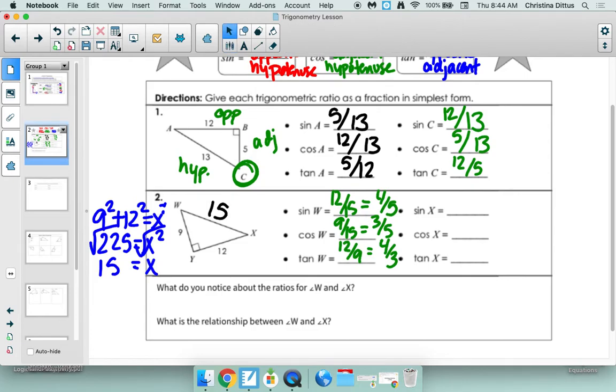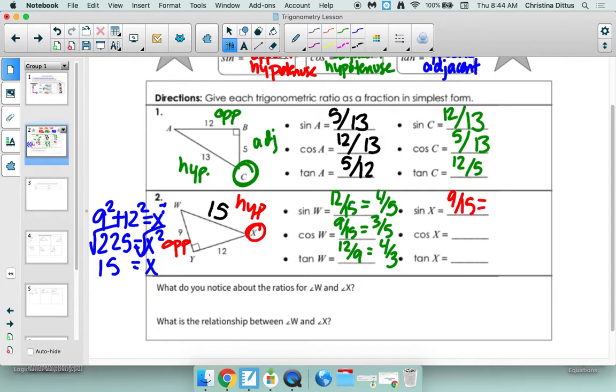Alright, now we are looking from X's point of view. So you don't have the same opposite and adjacent, alright? That's why I erased those. Because now my sine, my opposite over hypotenuse, what's now opposite that X? 9. So it's not the 12 like I had before, it's this 9. My hypotenuse, however, doesn't change. What's my hypotenuse? 15. 9 over 15 is 3 over 5.